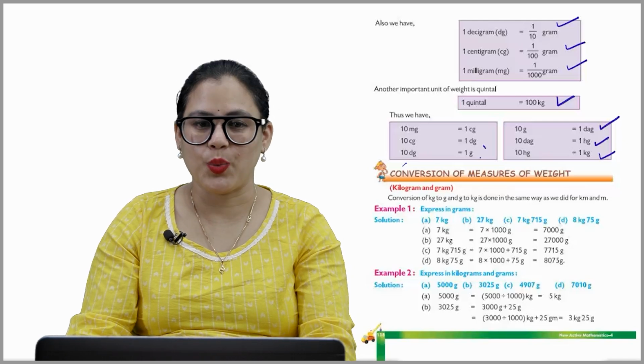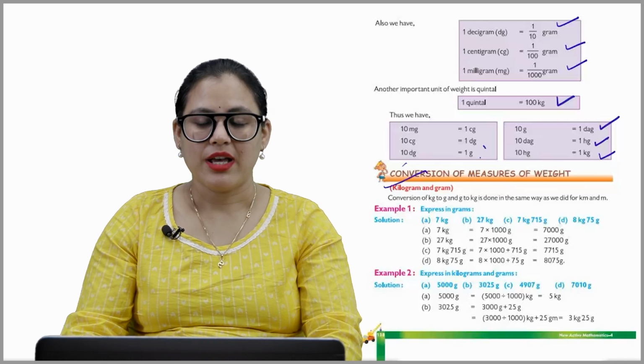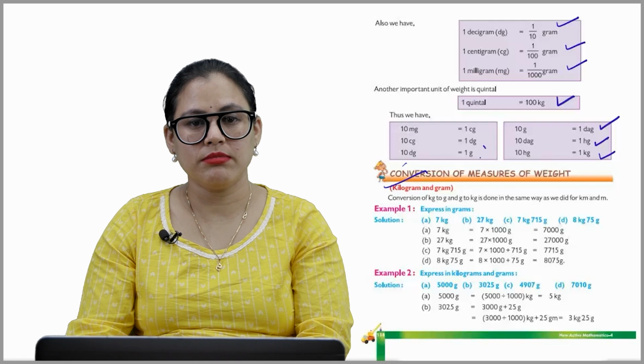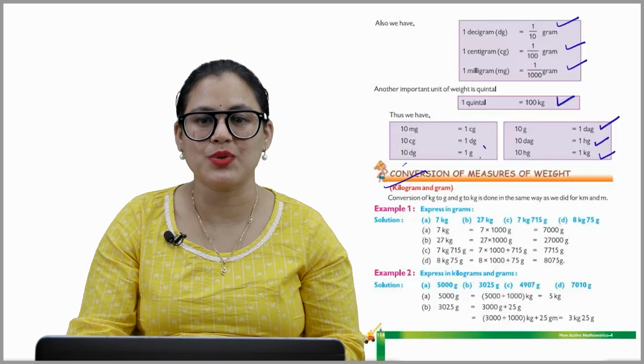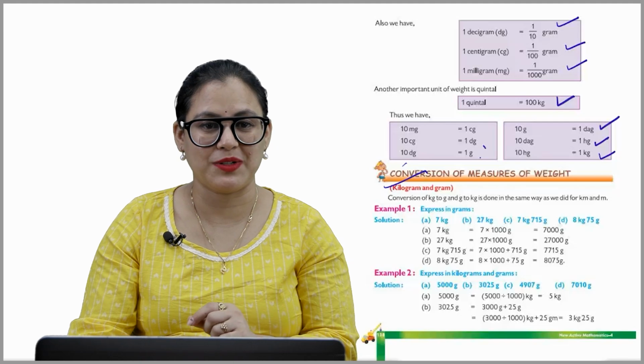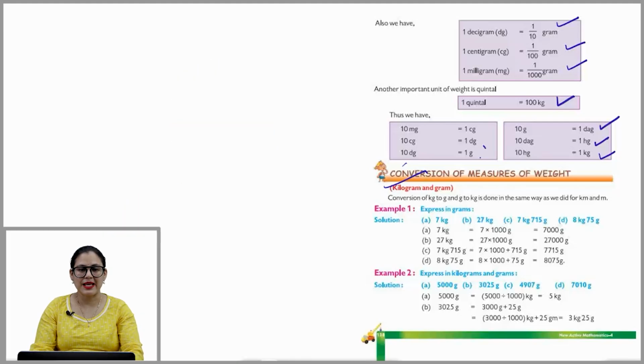Conversion of measures of weight, kilogram and gram. Conversion of kilogram to gram and gram to kilogram is done in the same way as we did for kilometer and meter. Let's see the example. Express in grams, 7 kilogram. 1 kilogram is equal to 1000 gram. Then 7 kilogram is equal to 7 into 1000 gram, which is 7000 gram.